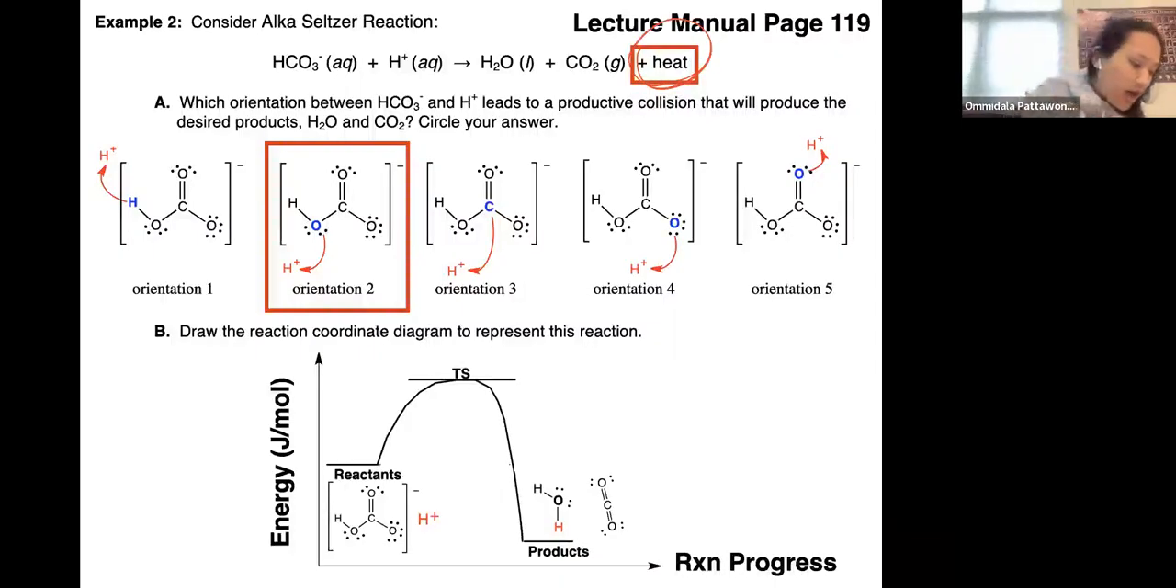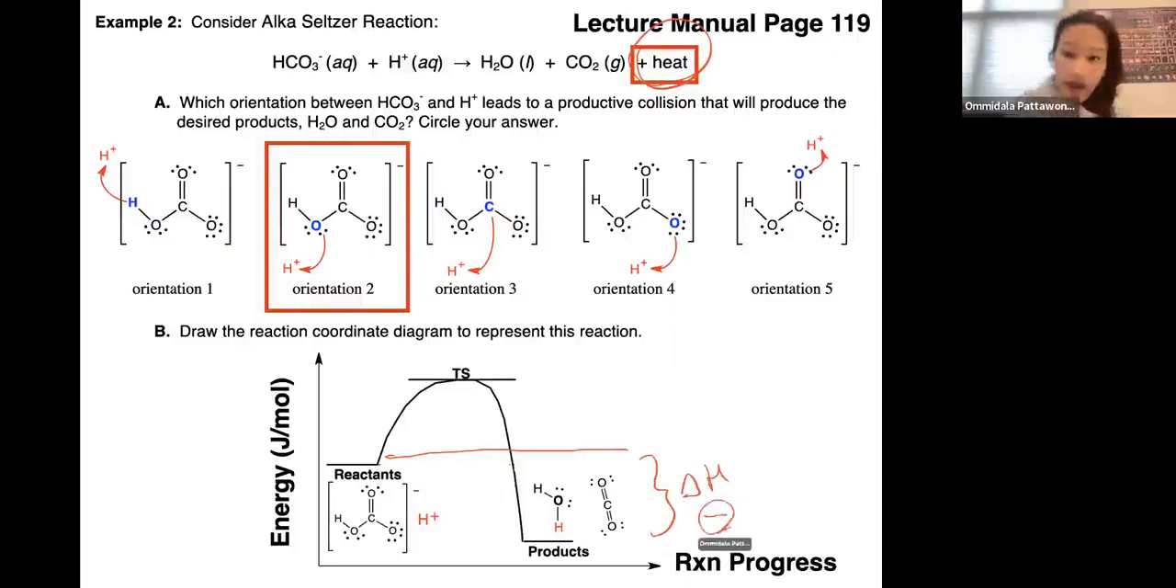Because eventually, if you calculate the change of enthalpy, it needs to come out to be a negative value to indicate this is an exothermic process.